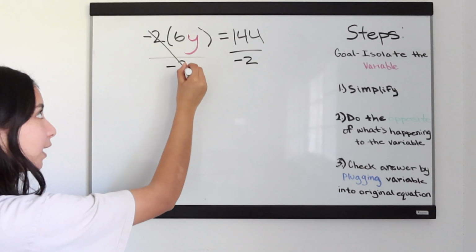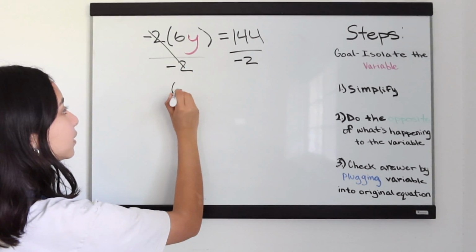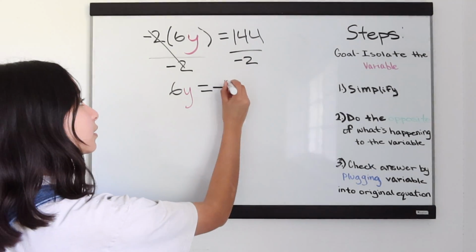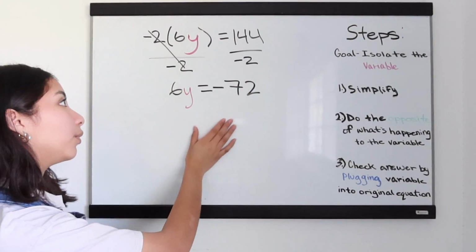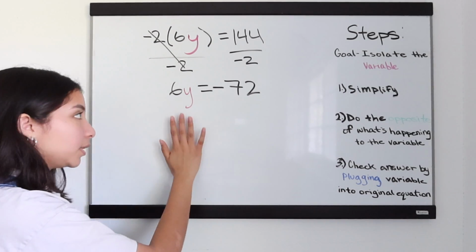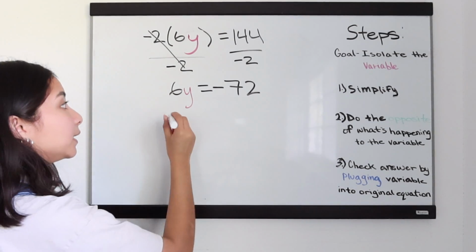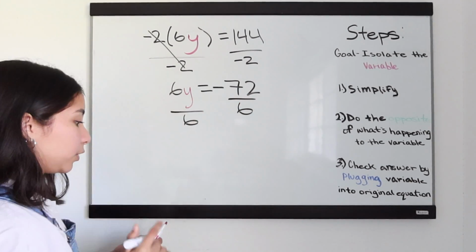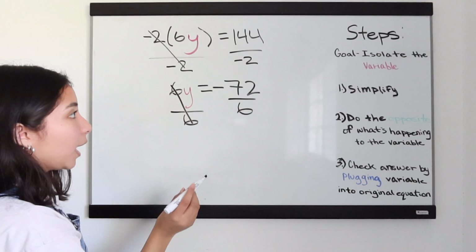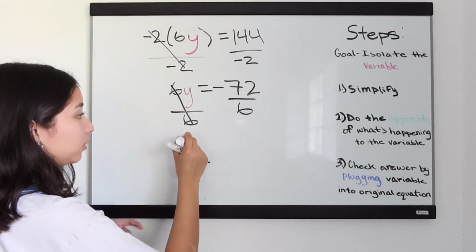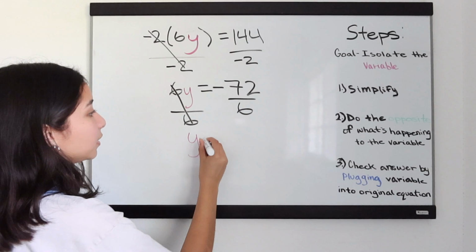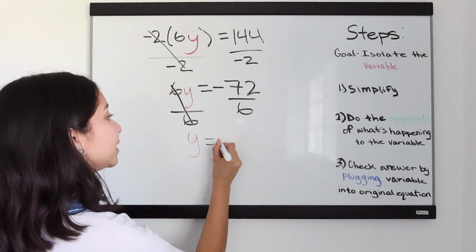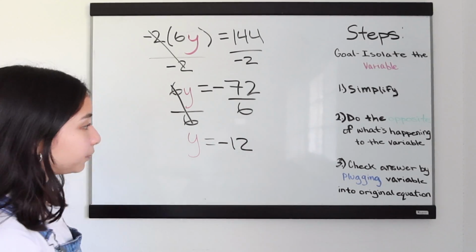The negative 2 cancels out. We're left with 6y is equal to negative 72. Okay, so now we want to do the opposite of what's happening to y, and that is by dividing by 6 on both sides, because 6 is being multiplied to y. The 6's cancel out. We're left with y is equal to negative 72 over 6, which is negative 12.